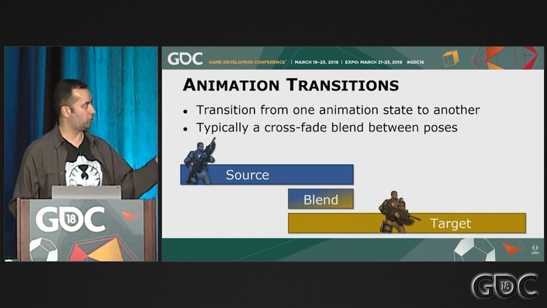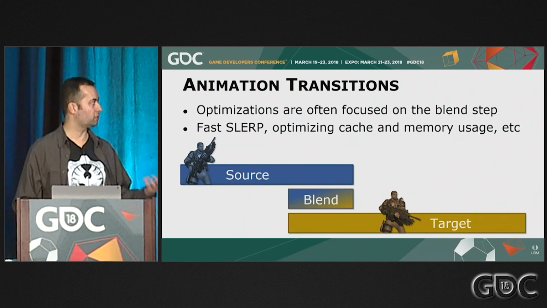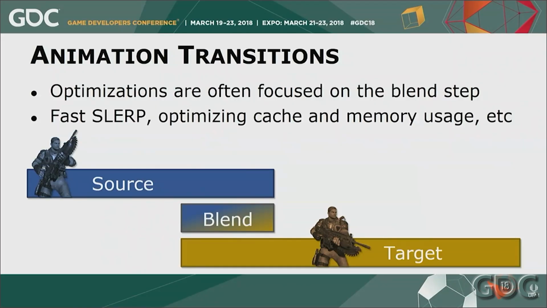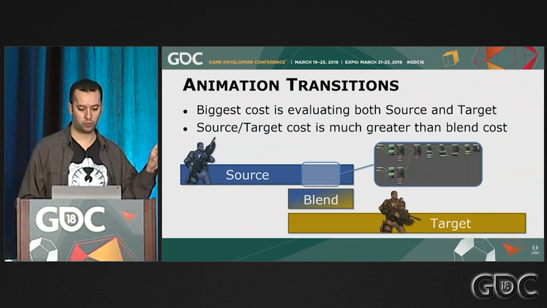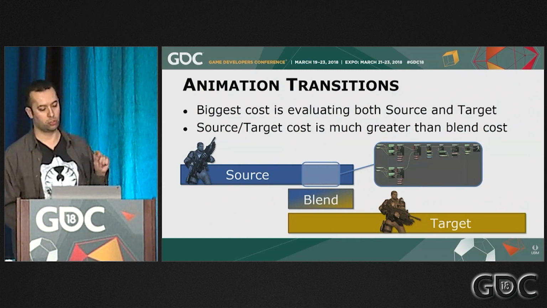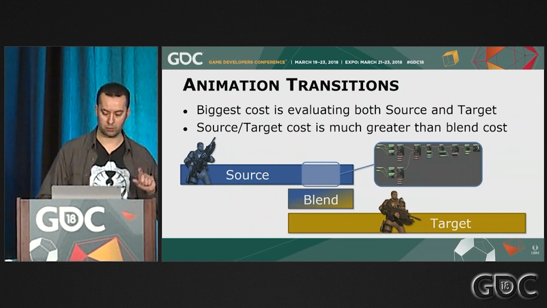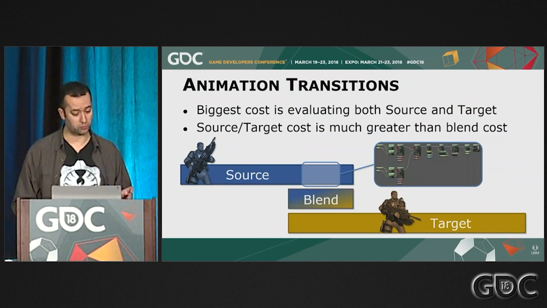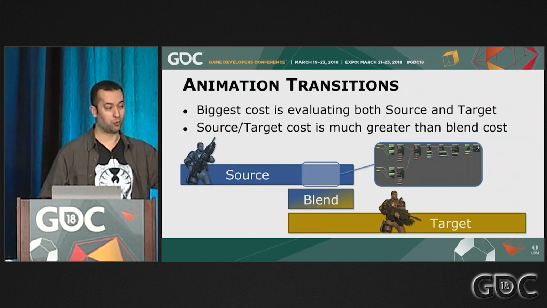Now, when we think about optimizing this kind of thing, often we're focusing on optimizing the blend step, and there's lots of things we can do there. We can do math optimizations, memory optimizations, cache optimizations, all sorts of good things. But for Gears, at least, the biggest cost is not actually the crossfade transition itself, but rather the fact that we're evaluating both the source and target states during the transition. And for us, each of those states is much more expensive than the simple crossfade cost itself.